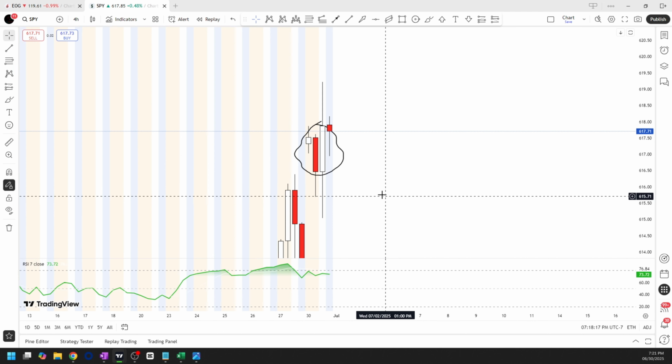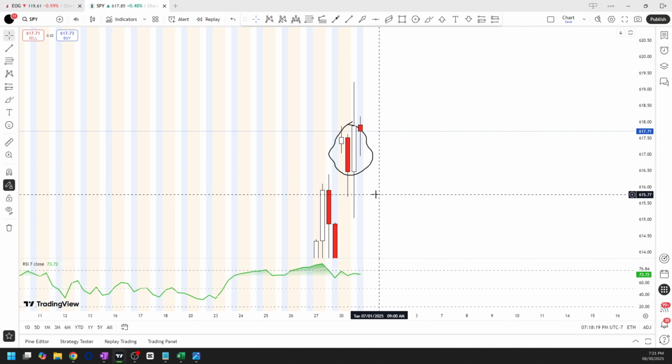That being said, that's all I have on this one. Okay. Higher time frames trumping lower time frames. You guys be good. Take care of yourself.